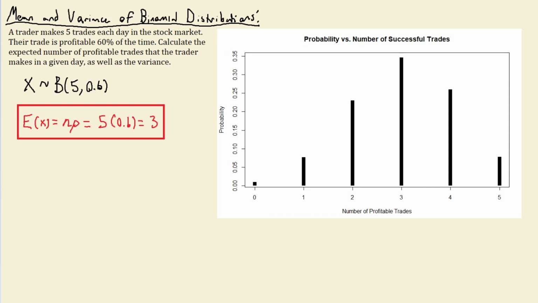All right, so we've determined our expected value. We determined that for binomial distributions, the mean or expected value is going to be equal to the number of trials multiplied by the probability of success for each trial, which in this case is 5 times 0.6, which is equal to 3, which lines up with what we see here and what our intuition was telling us.